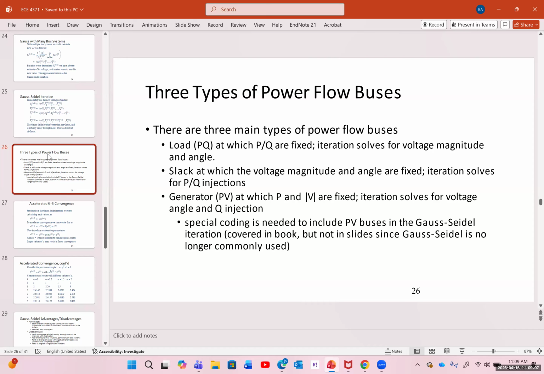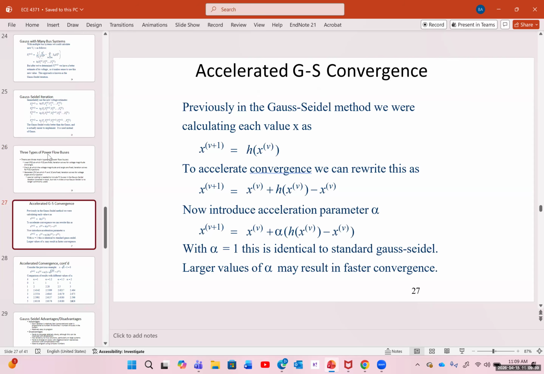Now, special coding is needed to include PV buses in the Gauss-Seidel iteration, but they are not commonly used. So we will mainly focus on the load PQ and also the slack. Anywhere in the questions in the exam, if we mention a slack bus, it means that the voltage magnitude and the angle are fixed, and iterations are solving for PQ injections.